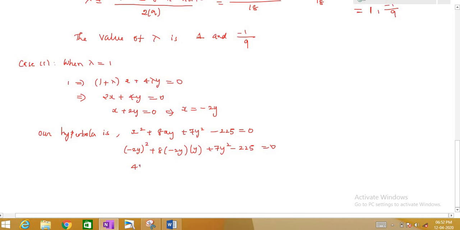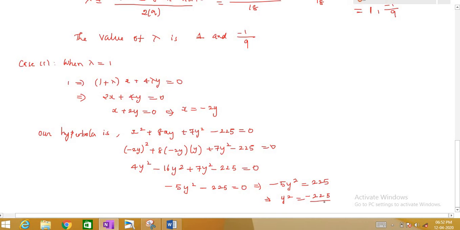So this will be 4y square. This will be minus 16y square, right? So this will be 4y square minus 16y square plus 7y square minus 225 equal to 0. If I add this, you will have 4 plus 7 is 11, 11 minus 16 is minus 5y square minus 225 equal to 0. So this means minus 5y square is equal to 225, right? So this means y square is equal to minus 225 by 5.